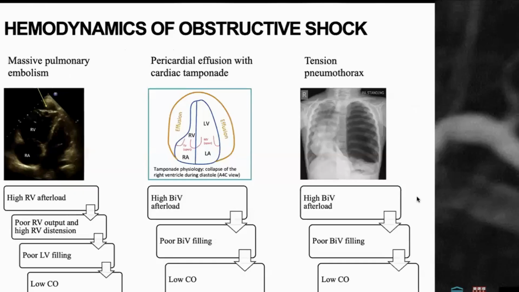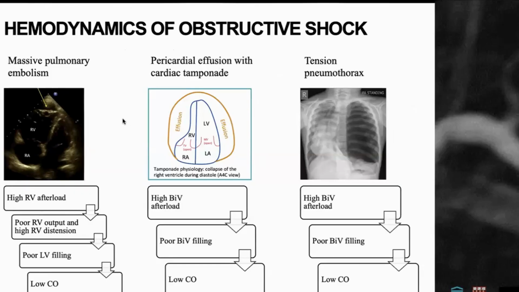All right. So let's talk about obstructive shock a little bit more. There's three big etiologies. And again, there's two big buckets, right? There's the pulmonary pathophysiology, and then there's the tamponade physiology, where I lump cardiac tamponade and tension pneumothorax into the same category.